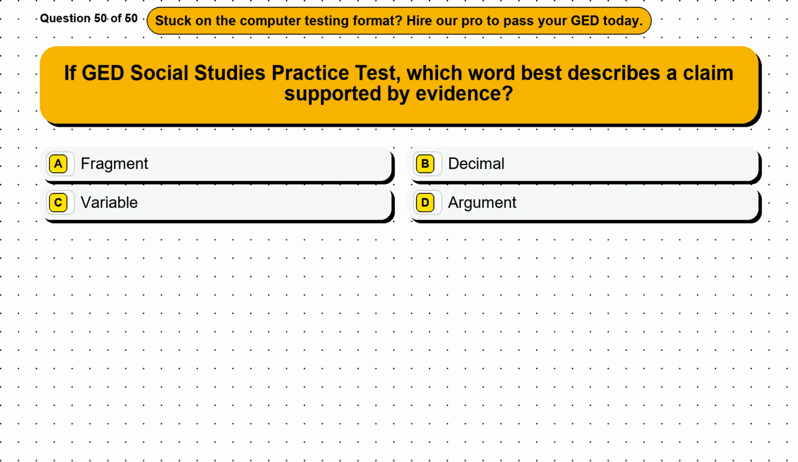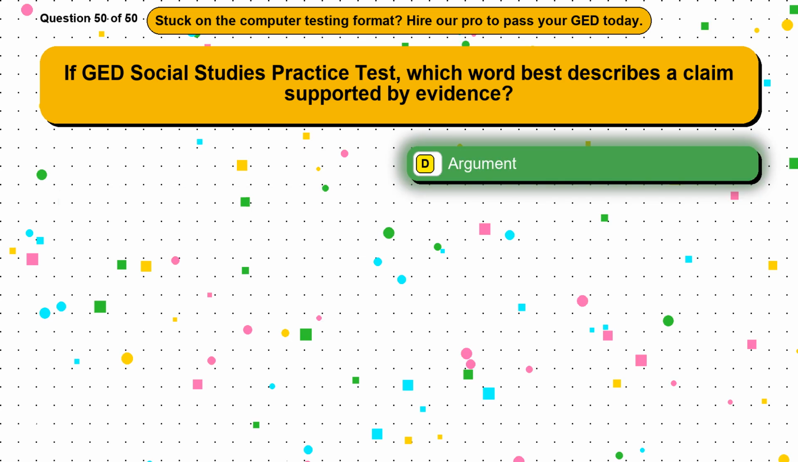Question 50. If GED Social Studies practice test, which word best describes a claim supported by evidence? Option A fragment. Option B decimal. Option C variable. Option D argument. The correct answer is option D.